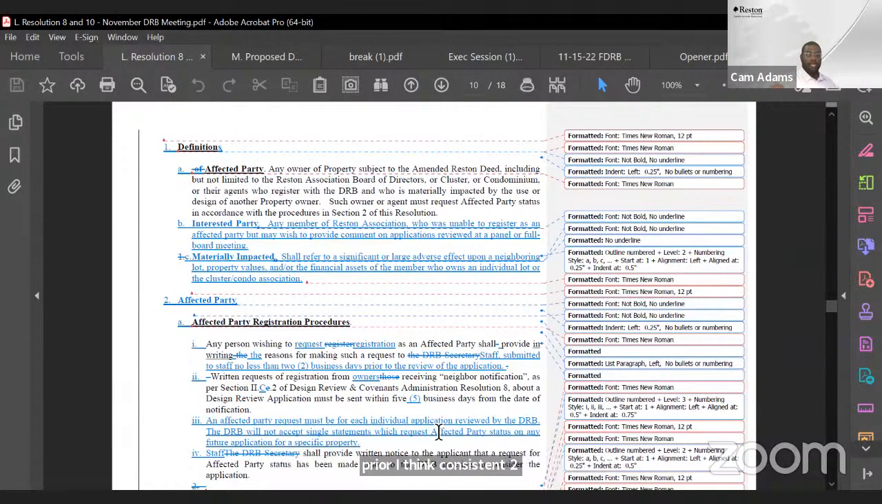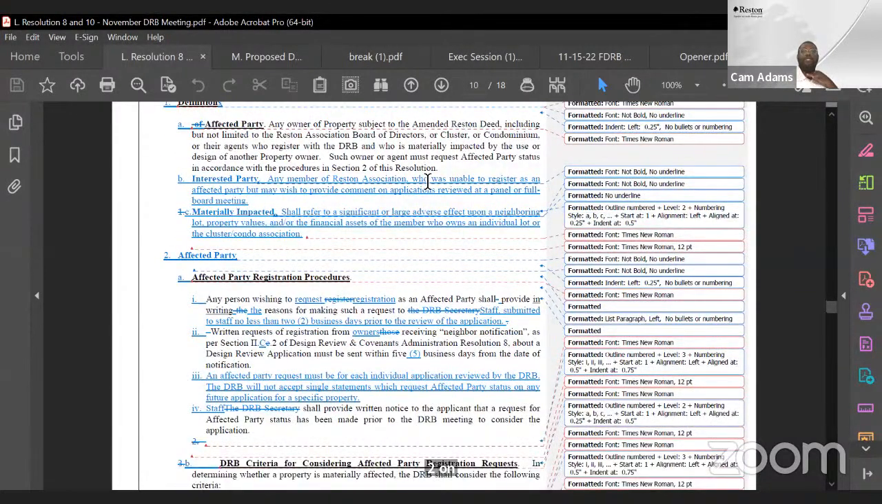And then 2G2 on resolution 8, it says that any member wishing to register as an affected party must submit a completed affected party statement form or written statement 7 days prior to the review of the application, assuming that they were notified. So we'll clarify that part too, because I agree it is confusing and misleading. And then the other things are great points too.